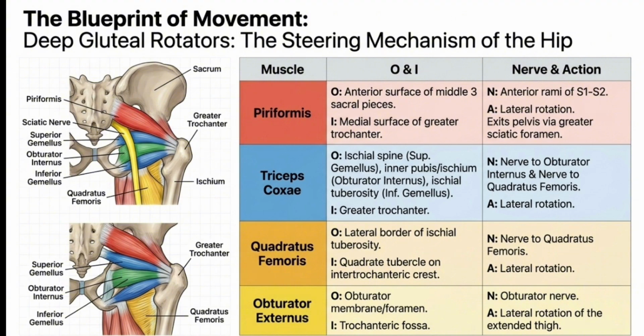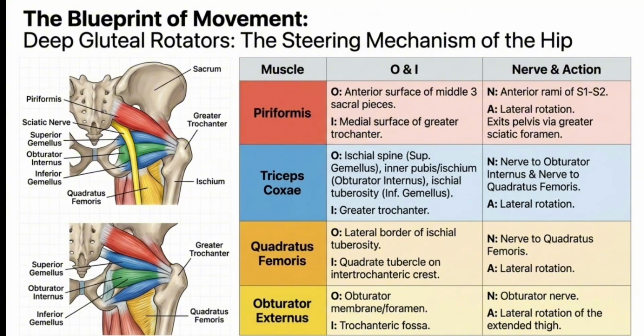Transitioning deeper into the region, we encounter the deep gluteal rotators, which function essentially as the steering mechanism of the hip joint. While small in volume compared to the superficial layer, these muscles are vital for joint alignment and dynamic control. Their collective primary biomechanical role is the lateral rotation of the extended thigh. Foremost among these is the piriformis, originating from the anterior sacrum and inserting into the superior border of the greater trochanter, innervated by direct sacral plexus branches.